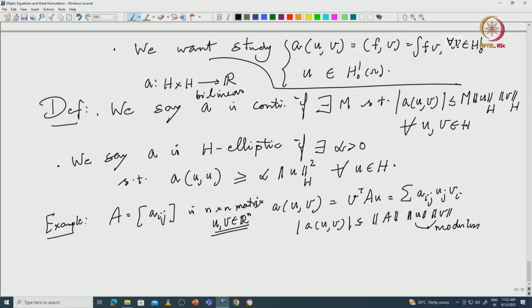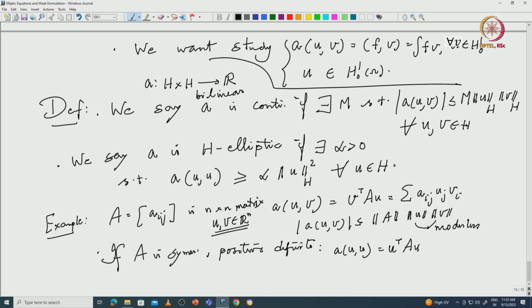If A is symmetric and positive definite, then you know that A(u, u) is nothing but u transpose Au, which is greater than or equal to alpha times norm u squared, where alpha will be your least eigenvalue, the least positive eigenvalue. You know that positive definiteness gives positive eigenvalues.